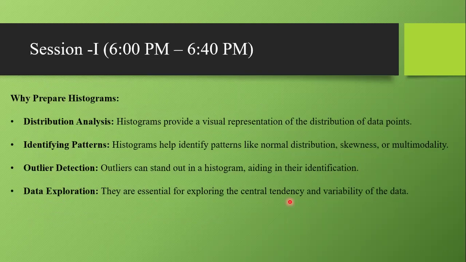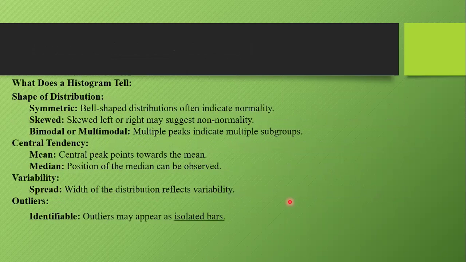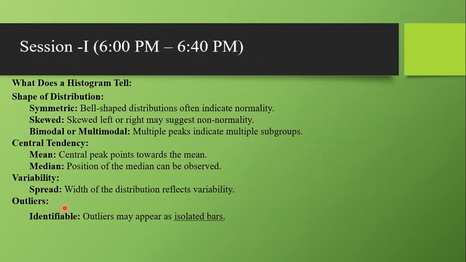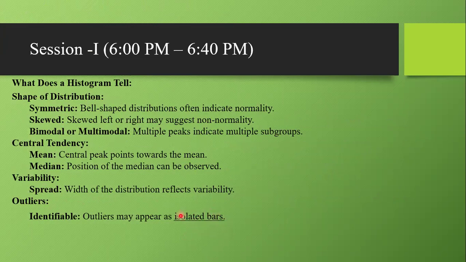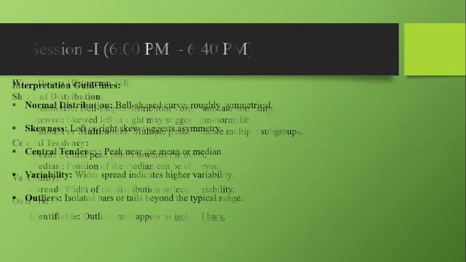What the histogram will let you know: the shape of distribution, whether it is symmetric, skewed, bimodal, multimodal. It will let you know the central tendency, like mean, median. It will also let you know the variability. It will also let you know the outliers. So isolated bars in a histogram will be considered as outliers.